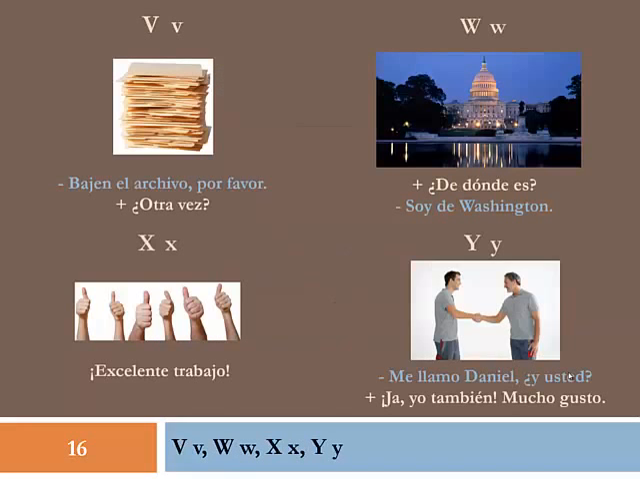And here we have the next set of letters, beginning in the upper left with V, or B chica. Bajen el archivo, por favor. Otra vez. Then we have W, as in ¿de dónde es? Soy de Washington. Remember, W is not used very much in Spanish and usually only appears in foreign words.